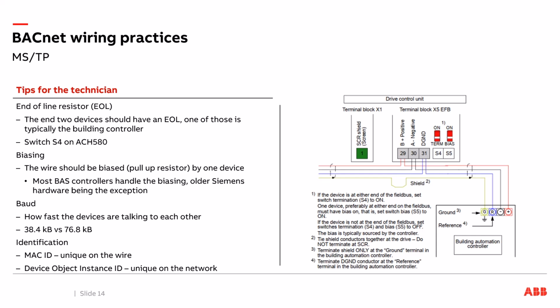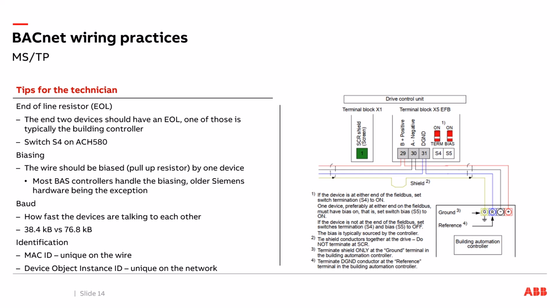There's biasing. Typically that's done by the controller. That's basically providing voltage, pull-up voltage to the wire. Most folks now are biasing the wire in the controller itself, but I've seen some older Siemens hardware that was based on their old FLN systems, and that hardware doesn't bias the entire wire.